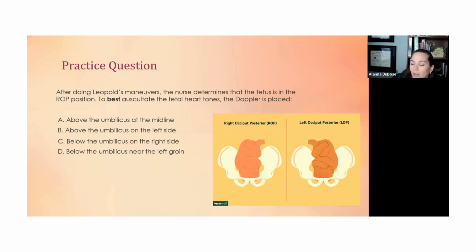A, above the umbilicus at the midline. B, above the umbilicus on the left side. C, below the umbilicus on the right side. D, below the umbilicus near the left groin.